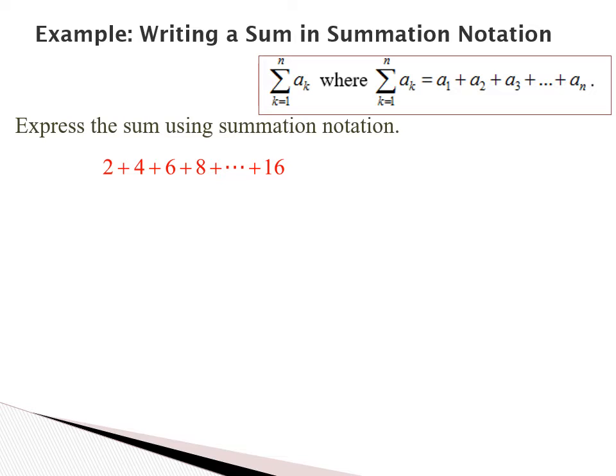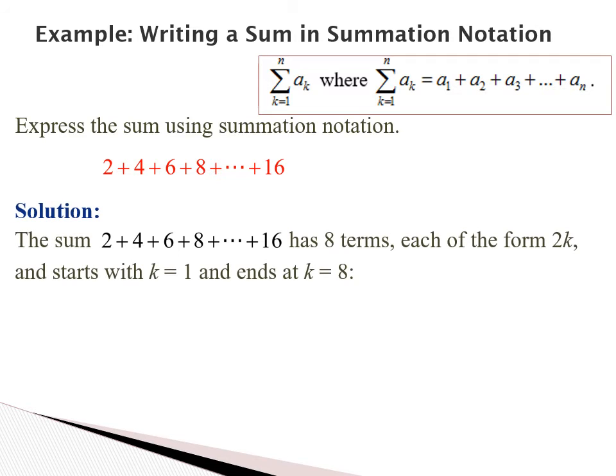So 2 plus 4 plus 6 plus 8. You can definitely see there's a pattern here. We're going up by 2s, and we're stopping at plus 16. So we want to write this in sigma notation. The first thing you need to do is figure out what the generic equation is. If we're going up by 2s, we have a slope of 2, and we want to add it up. So how many terms are there? The sum of 2 plus 4 plus 6 plus 8 all the way up to 16 has 8 terms.